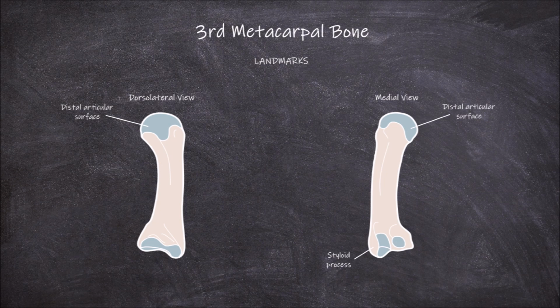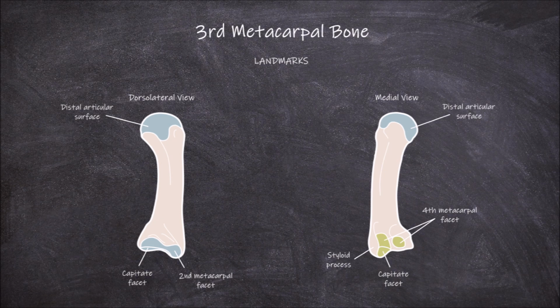The medial side of the base has three facets on it: two small facets for articulation with the fourth metacarpal bone, and a more proximal third facet for articulation with the capitate bone. On the lateral side of the base is a strip-like facet for articulation with the second metacarpal bone.